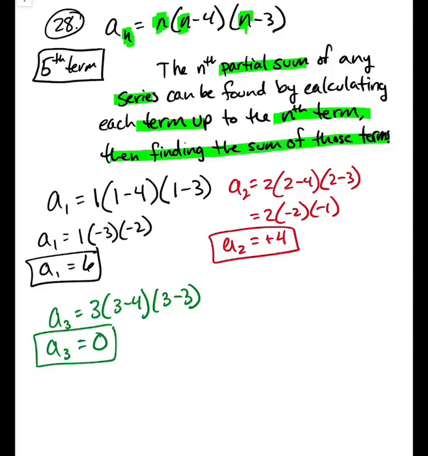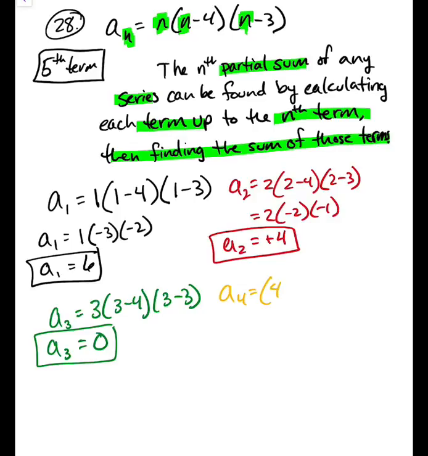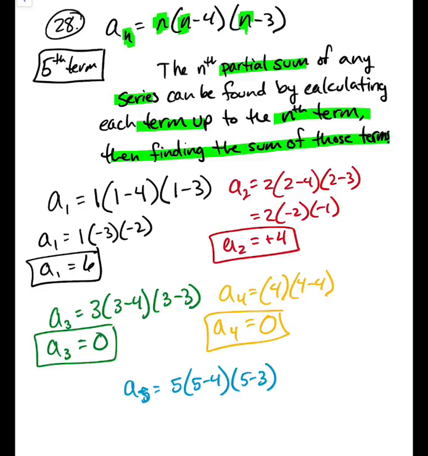And now I'm going to do the fourth term, so that's, whoops, let me back up a little bit. So that's going to be 4 times 4 minus 4. Oh, right there, that's going to be 0. So automatically I know that A sub 4 is also 0. So I can stop right there. Now let's look for that final term. That's going to be 5 times 5 minus 4 times 5 minus 3. That's 5 times 1 times 2. And that's giving me a value of 10.